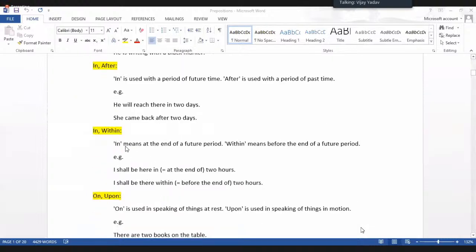Another is in, within. For in and within, there is just a difference in meaning. So in means at the end of a future period. Within means before the end of a future period. For example, here, I shall be here in 2 hours.